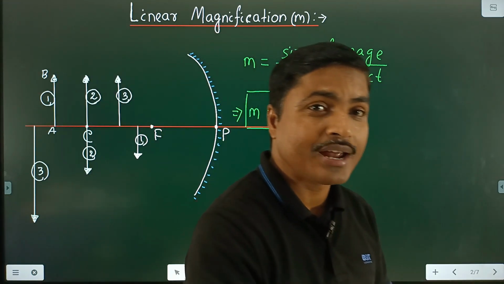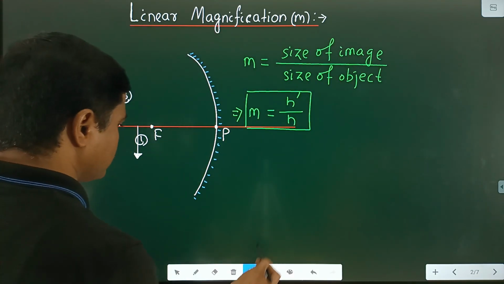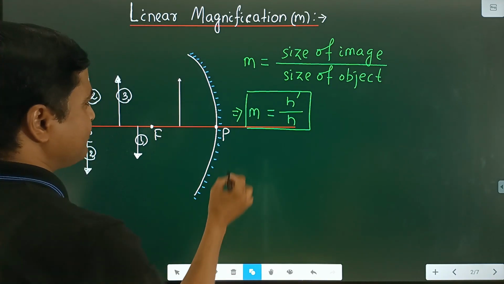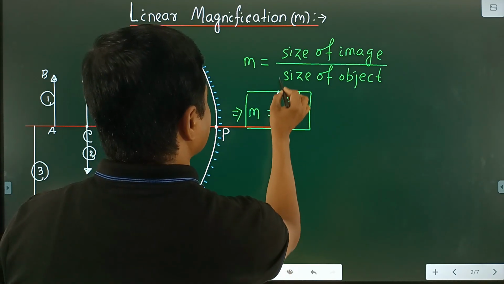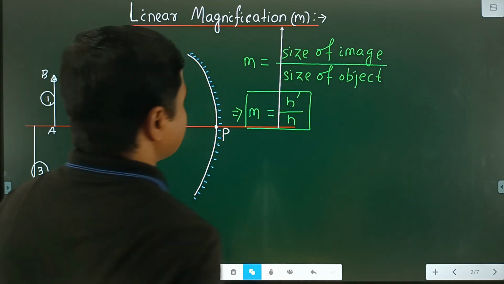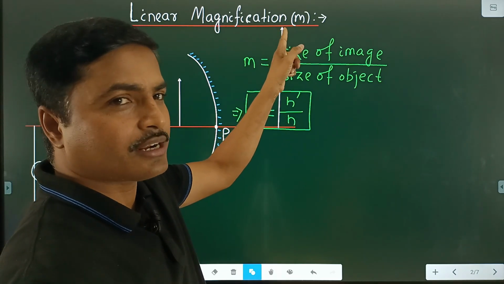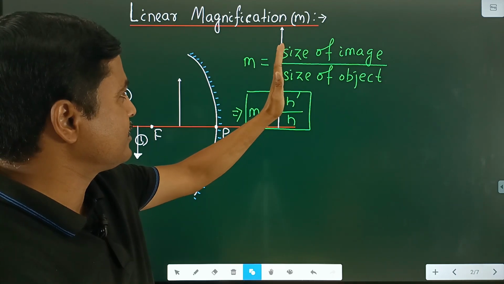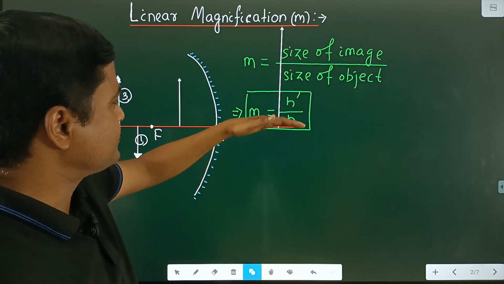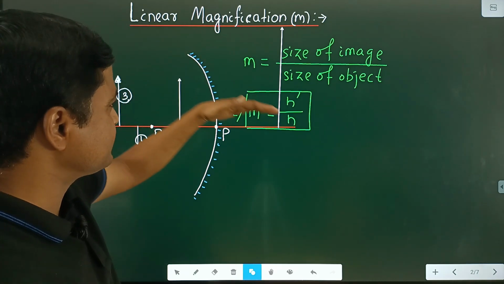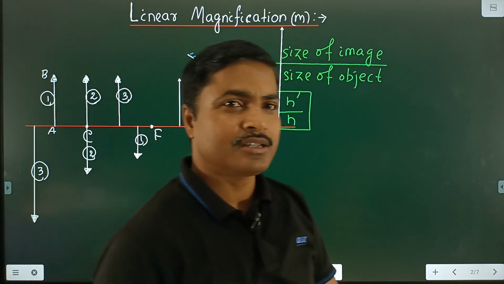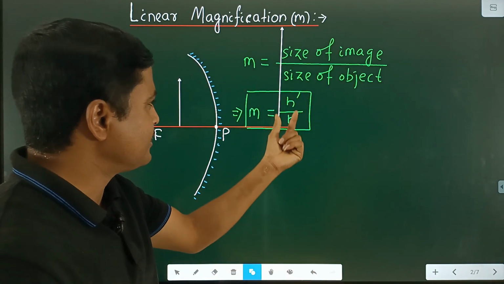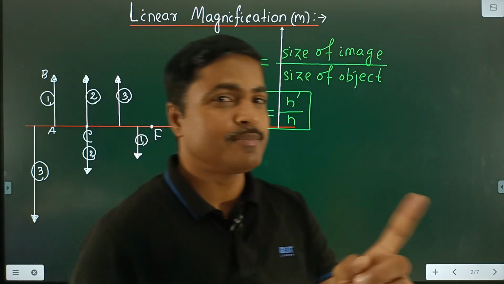But in case of virtual and erect image, suppose object is situated in between focus and pole. This is the object. An image is formed just behind the mirror. This one is the image. And in this case, image is not inverted. Not inverted means that is erect. So object is situated above the principal axis, image is also situated above the principal axis. According to sign convention both are positive, so we write plus h prime divided by plus h, that means magnification is positive.